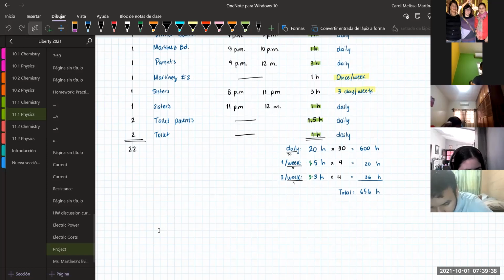O sea que esto va a depender. Si usted hace algo 2 veces a la semana, usted dice, no, yo hago una rutina de ejercicio de 1 hora en el patio y en esa hora yo lo hago 4 veces a la semana, entonces sería 4 por la hora de uso, ¿ok? And now is when you use the label.